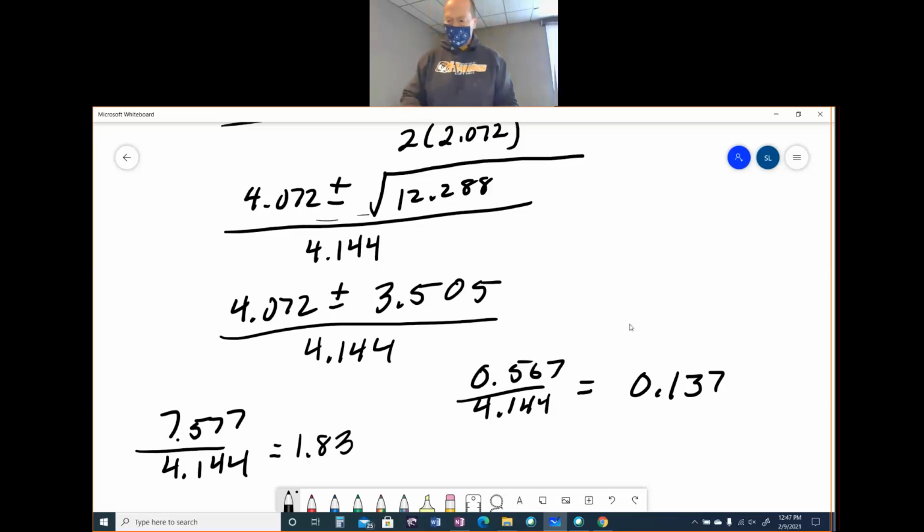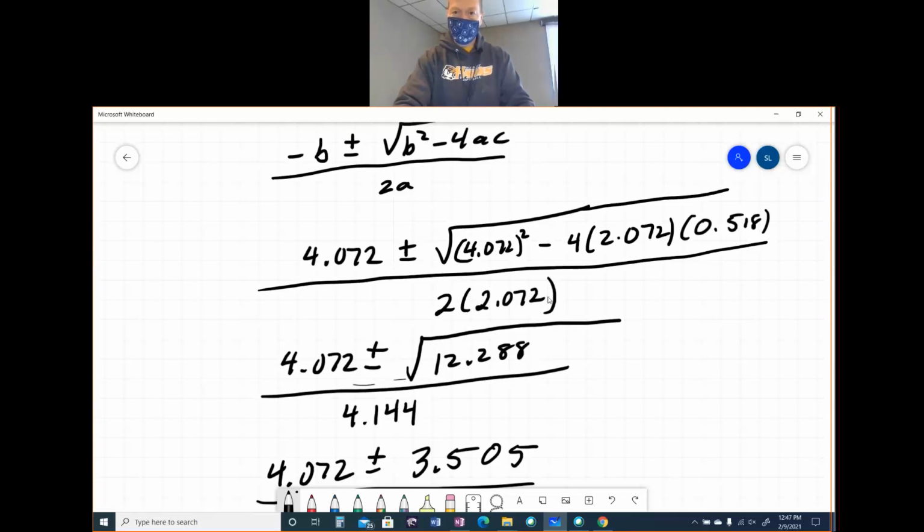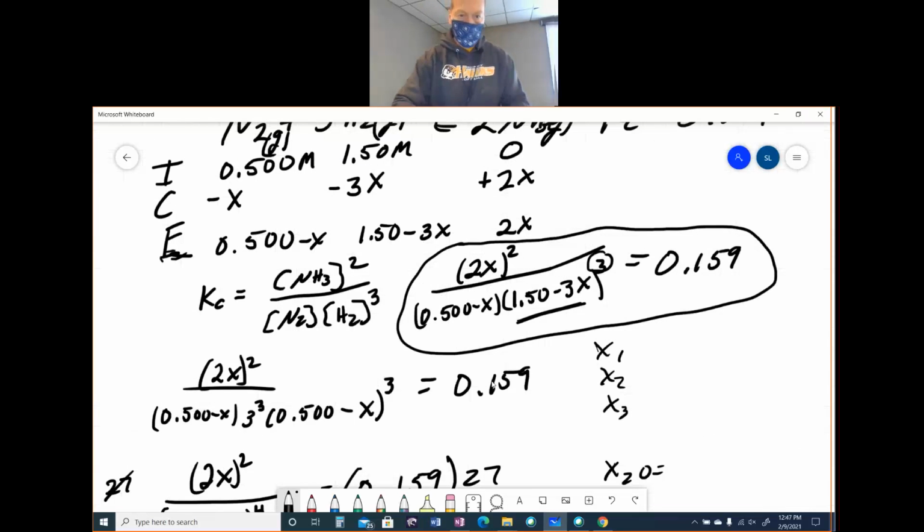All right, so let's go back up to we have our two values for x. One of those is going to be the answer. The other is going to be an invalid answer. All right, so immediately I see 0.5 minus x, so that could never be 1.83 because that would give us our negative answer. And so you can eliminate the choice for 1.83. And so x is the other one, which is 0.137.